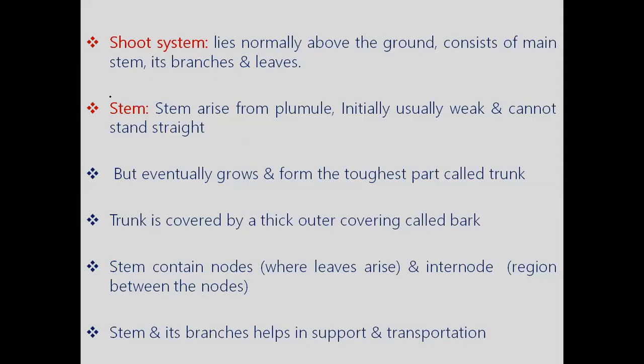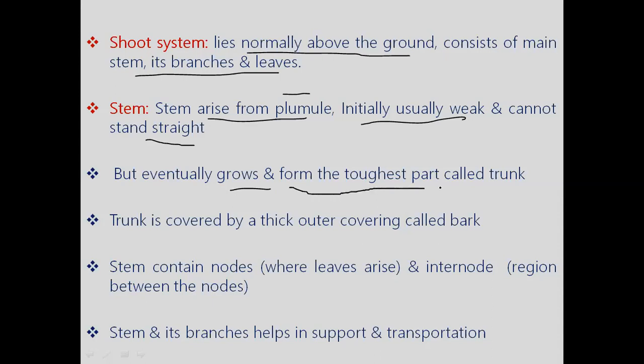Next is the shoot system. The shoot system normally lies above the ground, and it consists of the main stem, its branches, and leaves. First of all, we will discuss the stem. The stem arises from the plumule of the embryo. The stem which initially forms is usually weak and cannot stand straight, but after some time it grows and forms the toughest part of the plant, which is known as the trunk. The trunk is covered by a thick outer covering in trees called bark.